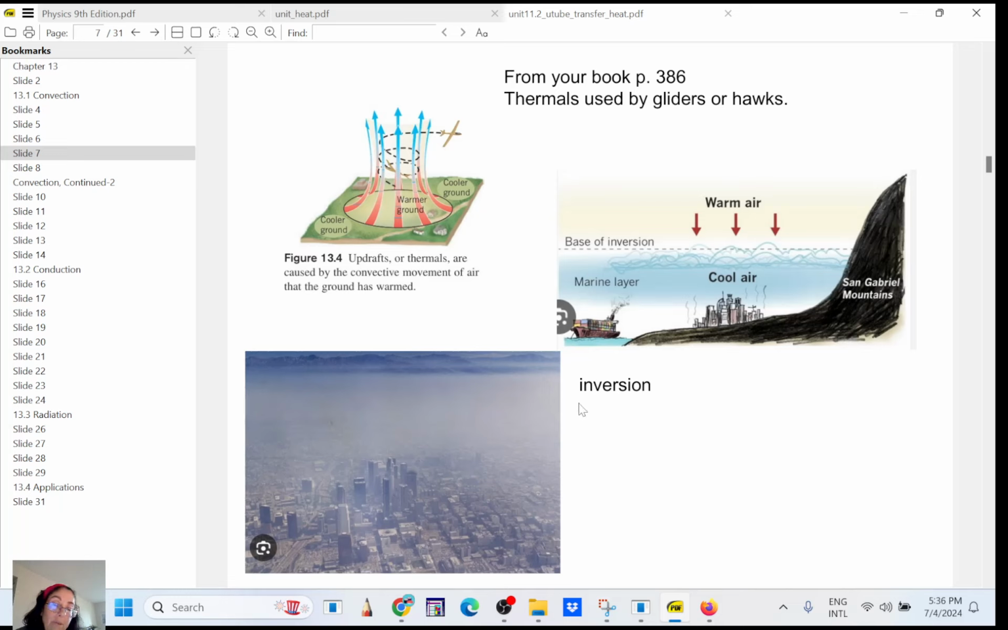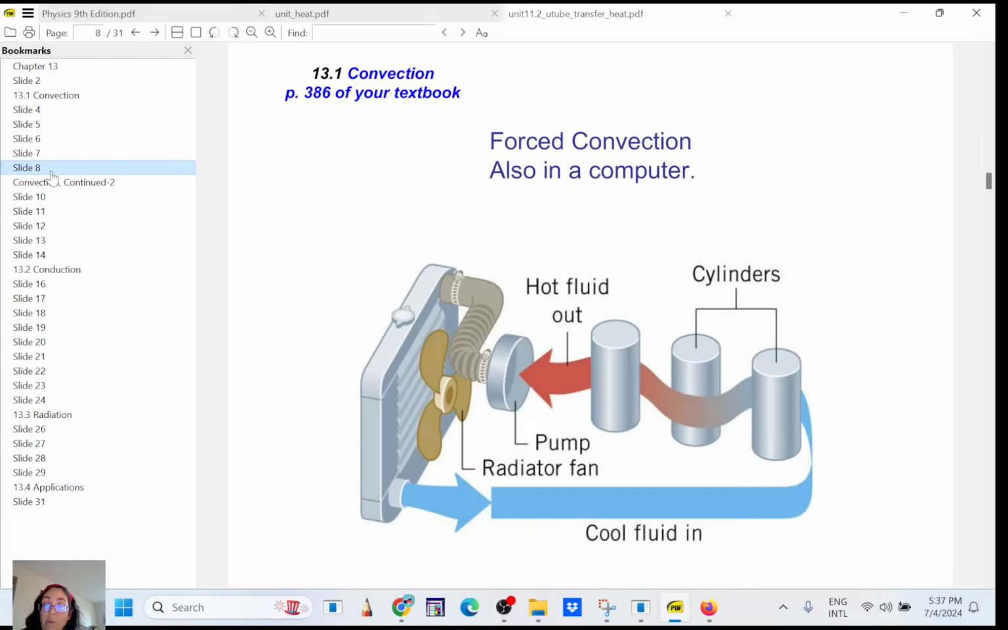But sometimes you have a phenomenon called inversion where you have the opposite. So you have cool air here and warm air there. And of course, the pollutants here are going to be trapped. And that's when you have a smoke. So this is not very healthy, of course, because heat cannot go from warm to cool unless you force it. So you need to put energy in. Otherwise, heat wants to go always from a warm or hot reservoir to a cool reservoir. Okay, so that's also an example from your book.